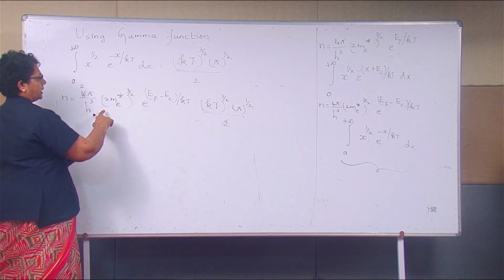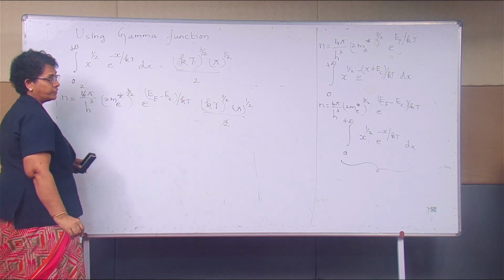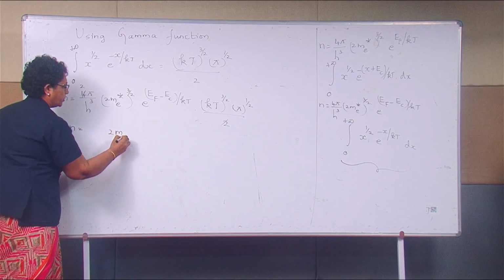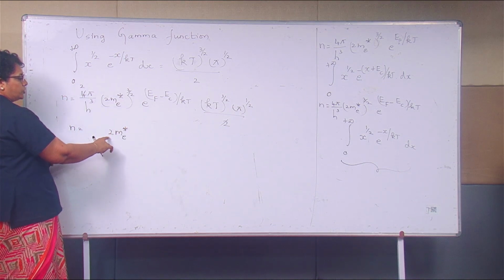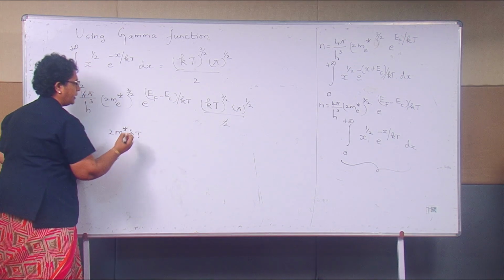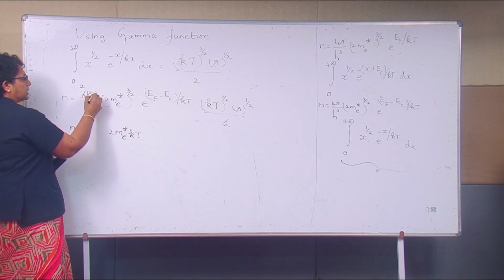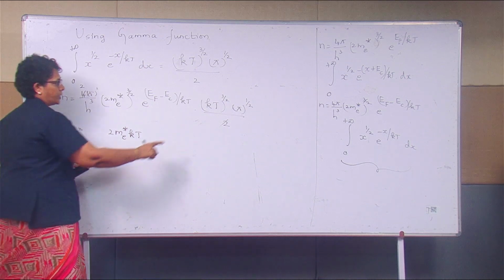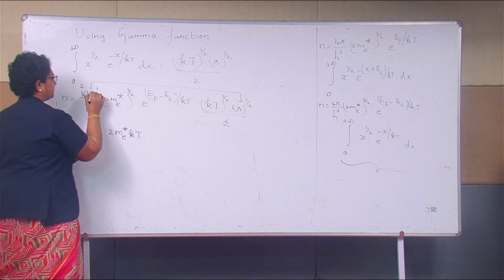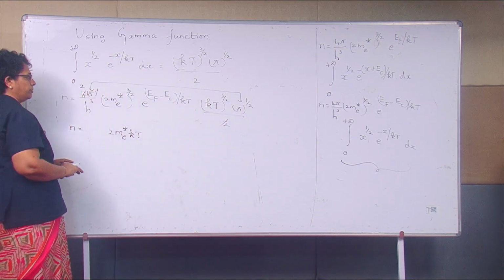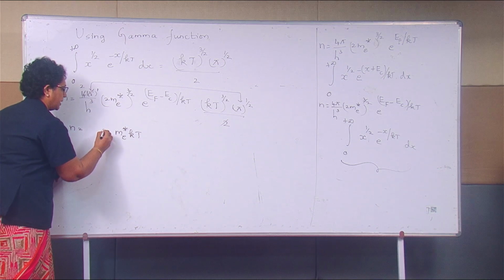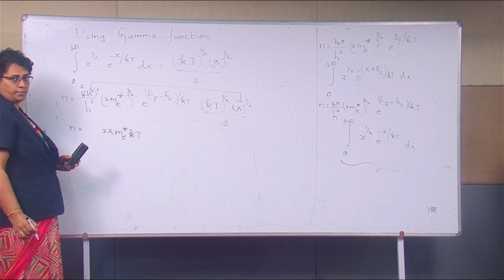So now I think I can club all the terms which have a power of 3 by 2. So n is nothing but 2m e star, which is coming under 3 by 2. kT is also there. Now this pi is nothing but pi to the power of 1, and here the pi to the power of half. So I can club this pi to the power of 1 and pi to the power of half, and take it here. So that also comes under the power 3 by 2.